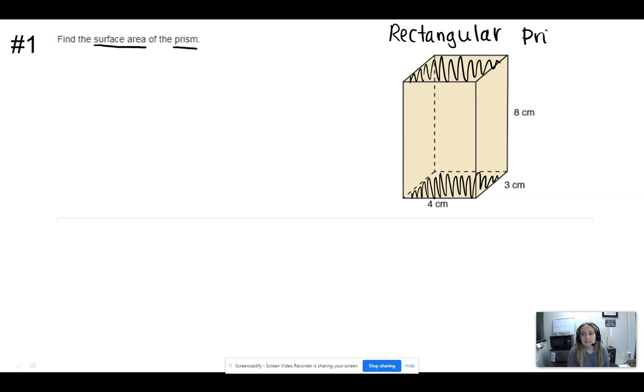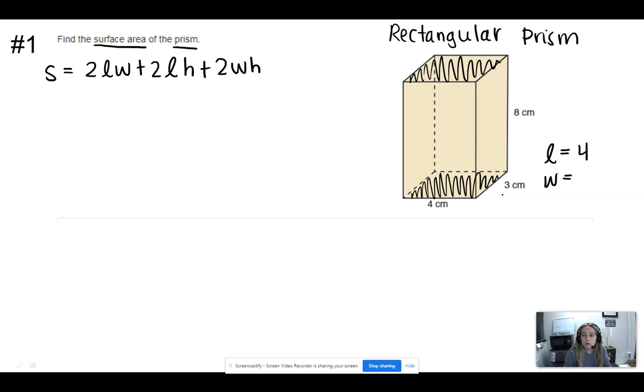And since it's a rectangular prism, I'm going to go back to my notes on prisms, which is in 9.1, and I'm going to find the surface area formula for a rectangular prism. So that is S equals 2 times L times W plus 2 times L times H plus 2 times W times H. Now I'm going to find the length of the rectangle. The length is the long side, so that's going to be 4. The width is the short side, so that's going to be 3. And the height of the prism is going to be 8.